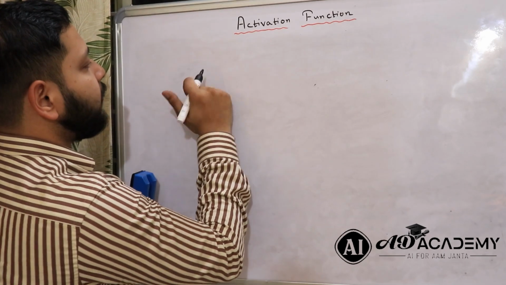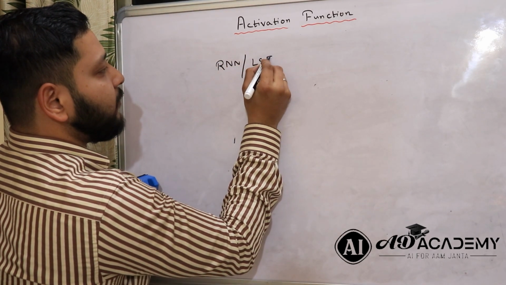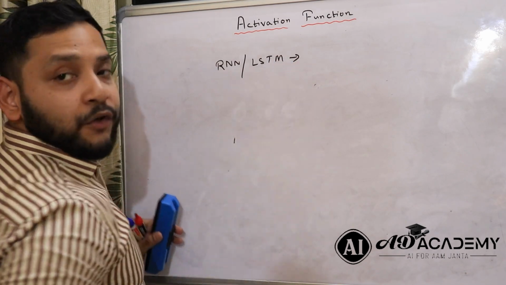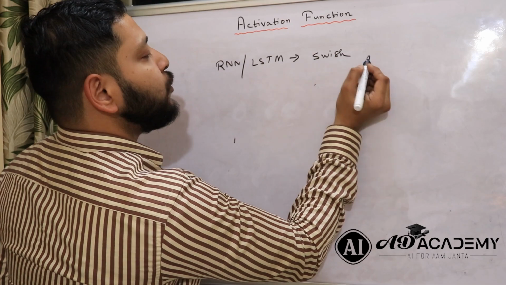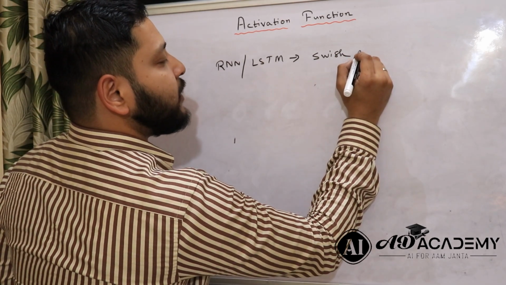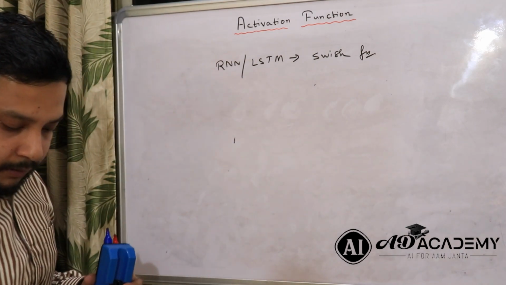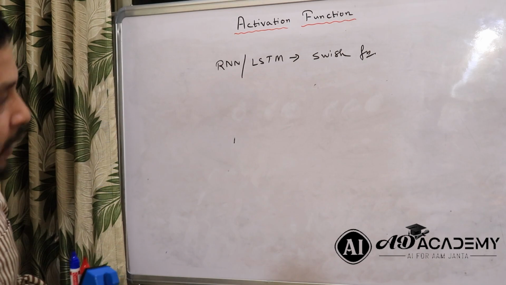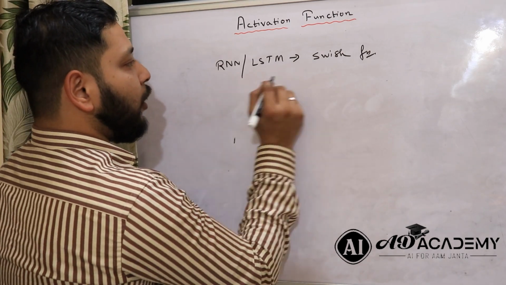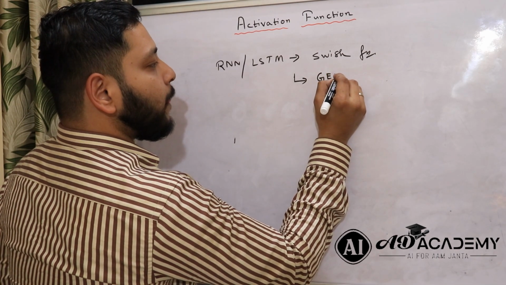Say in case of RNN or LSTM, what should we use? We should use the Swish activation function. Or maybe we can also use GELU.